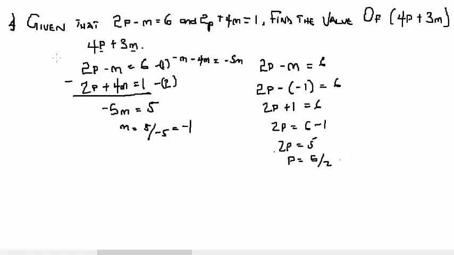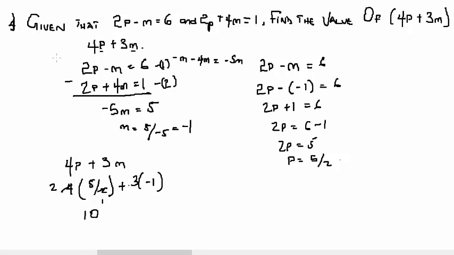Now I have p and I have m. I can easily find 4p plus 3m. Do not forget that what you were asked to find was 4p plus 3m. Now for 4p plus 3m, just simply substitute what you have. You have 4 into bracket 5 over 2 plus 3 into bracket minus 1. This becomes 2 here 1, 2 here 2. 2 times 5 will give me what? 10. Plus times minus is minus. Minus 3. So I have my answer to be 7. Moving on to the next question.